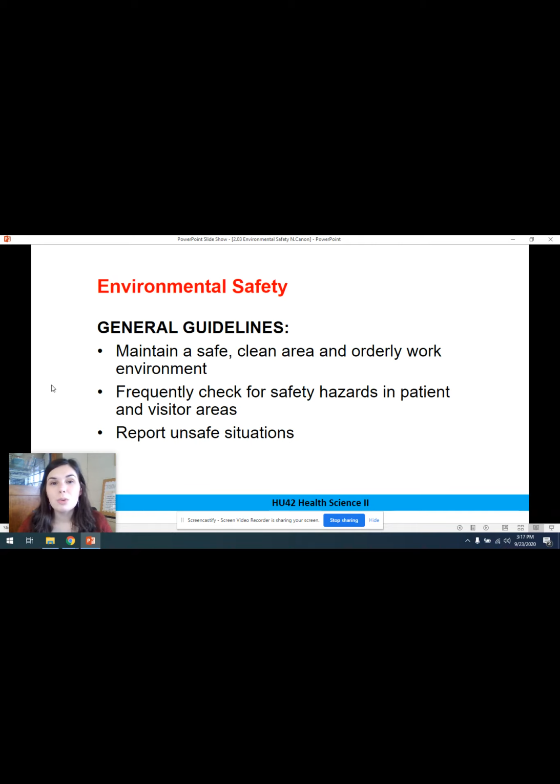Remember that there are waiting rooms and things that you need to check, as well as patient rooms. And always report any unsafe situation. Again, it's better to go ahead and call someone and let them know about it, even if it seems minor, than to let it go and think, oh, it's no big deal, and then it becomes a big deal because someone slips and falls, or someone trips, or someone gets hurt.